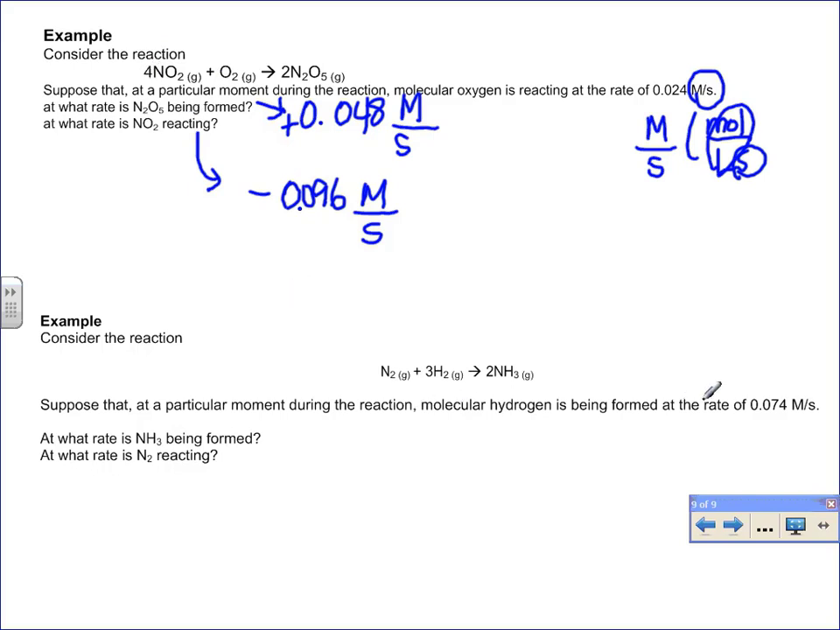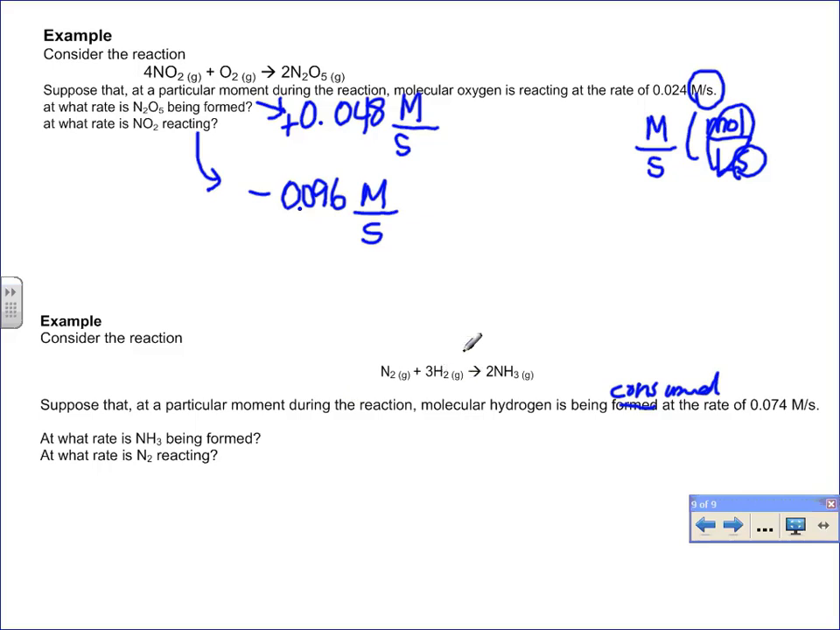Okay, so let's look at one more example here. Molecular hydrogen is being consumed at a rate of 0.074 mole per liter per second. At what rate is the NH3 being formed?